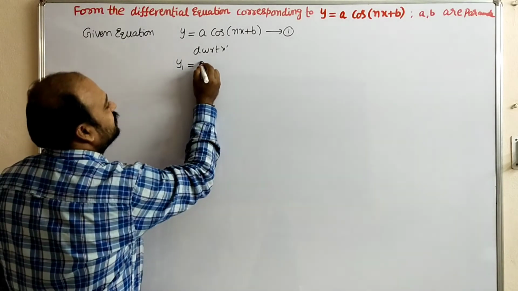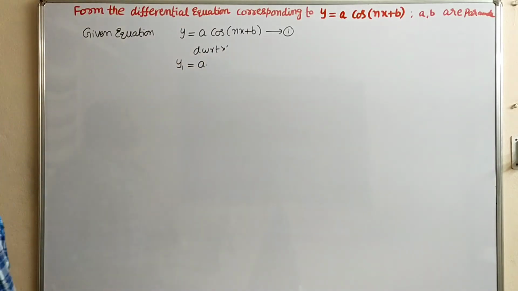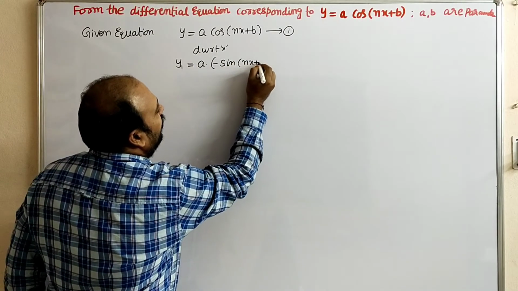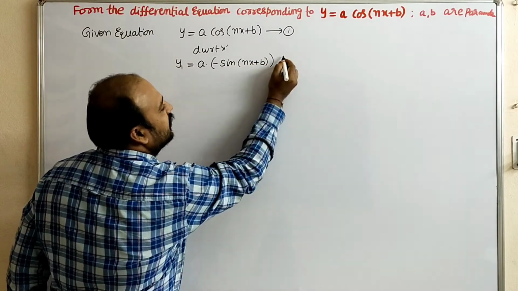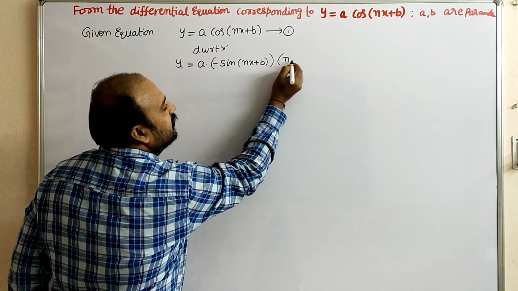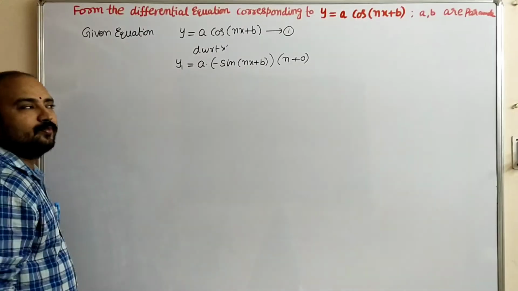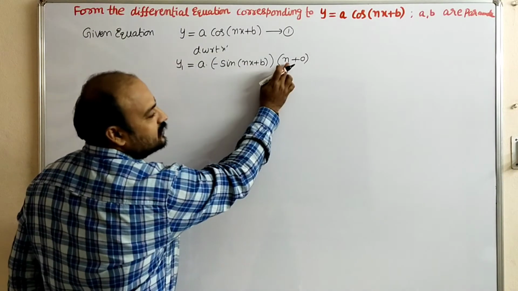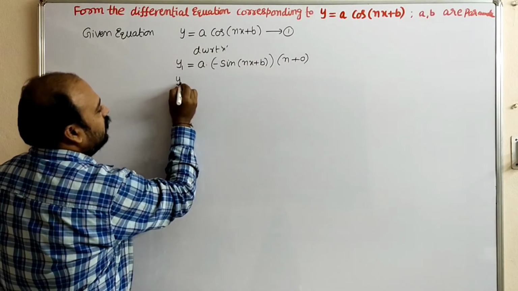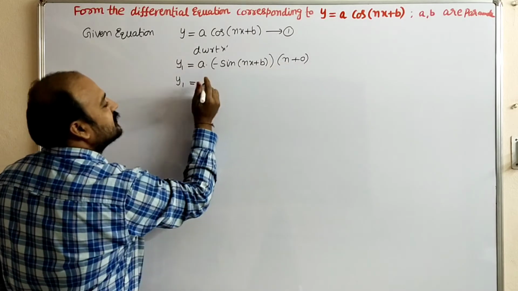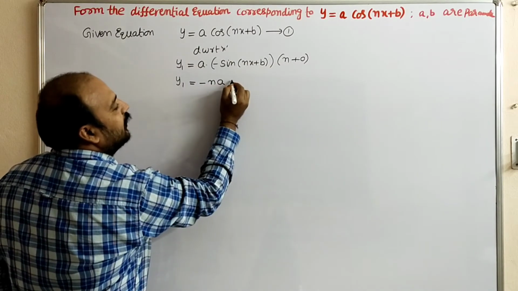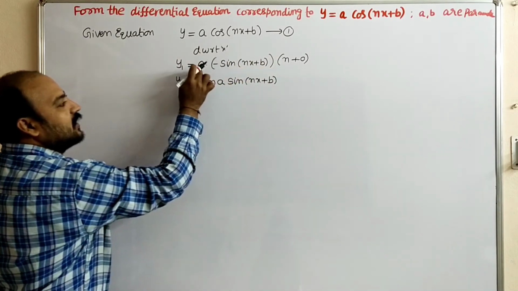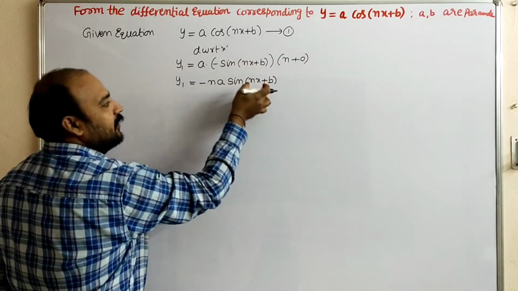Y derivative is y1. A is constant. D by dx of cos of (nx plus b) is minus sin of (nx plus b). Again we have to differentiate nx plus b. D by dx of nx is n. D by dx of b, constant, is 0. D by dx of cos ax is minus a sin ax, here a is equal to n. That is the reason we are getting, so now y1 equal to minus na into sin of (nx plus b).